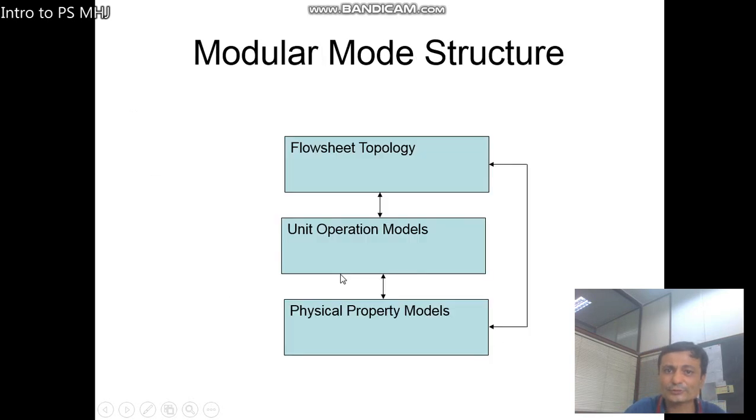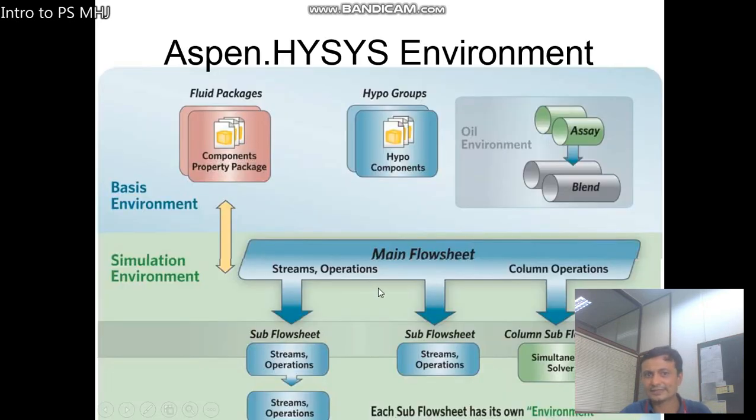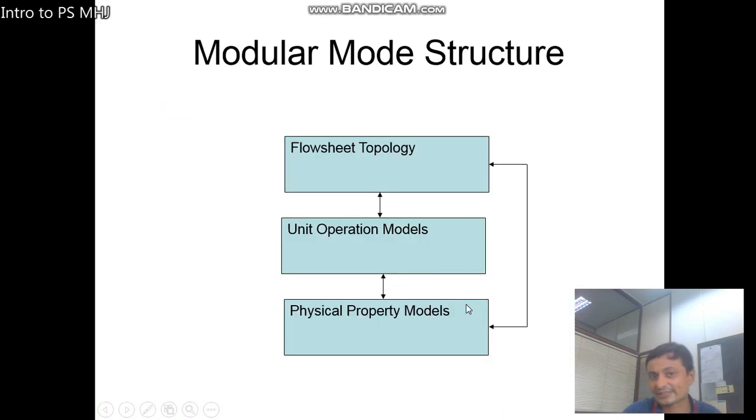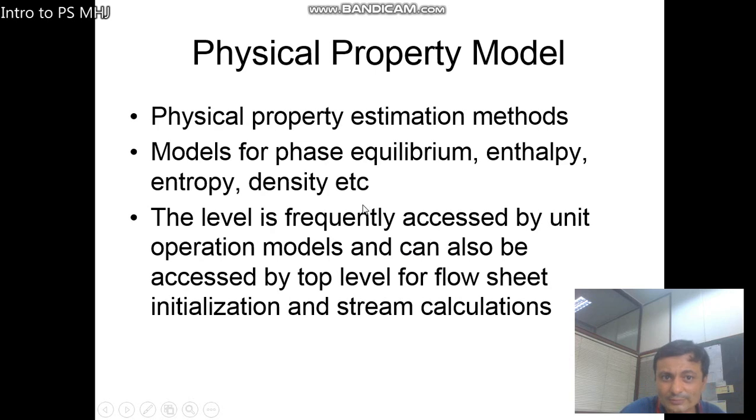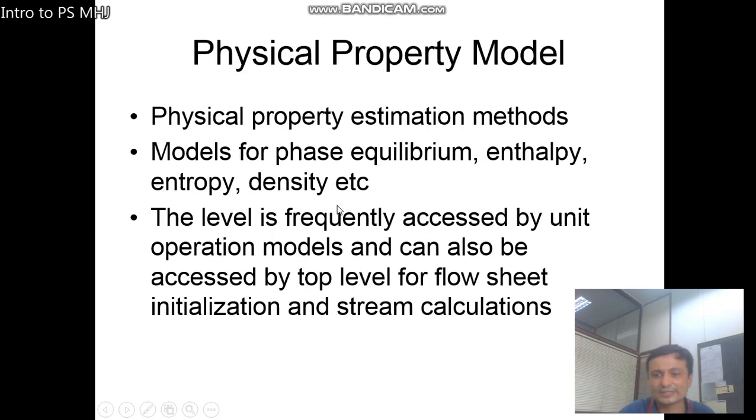So these three modules are shown here, isn't it? This is your flow sheet topology itself. This is your unit operation. This is your thermodynamic package, and they keep on interacting with each other. So I think we'll discuss more about unit operation model and physical property model as we meet in the next few videos. Thank you.